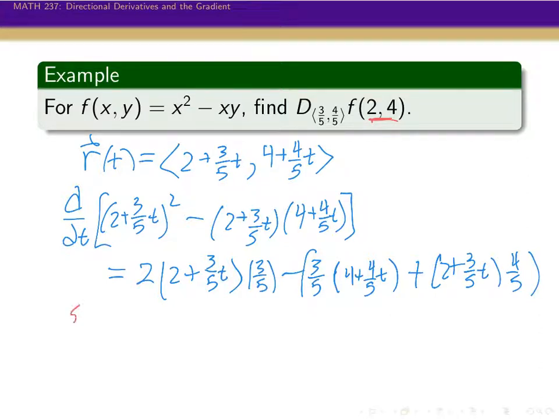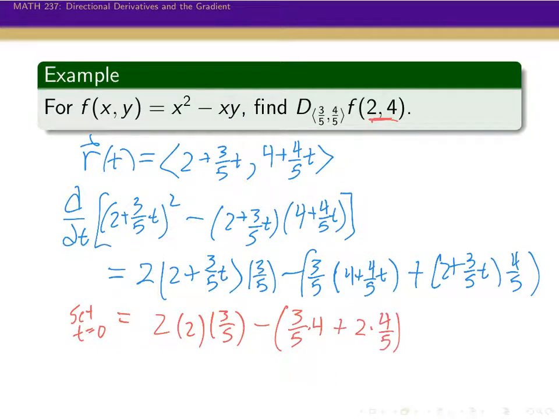And now we set t equal to 0. I'm going to have 2. This turns into 2 again, times 3/5, minus, I have 3/5 times 4 plus 2 times 4/5. So I have 4 times 3 is 12/5 minus 12/5 minus 8/5. That should be a minus there. And so the two 12/5 cancel off, and so at the end we have minus 8/5 is our directional derivative.